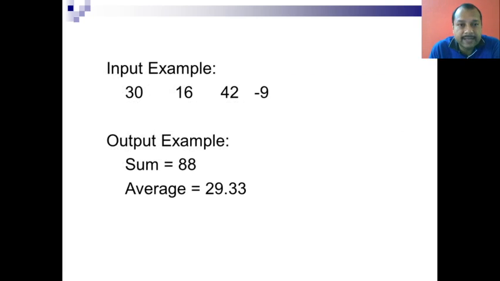So example is like this. So user will give you 30, 16, 42 and -9. So as per my problem statement, basically negative number indicates the end of the input. So this is an example of indefinite situation where I do not know how many numbers will be given by the user. User can give as many numbers as possible until he will type some negative number.